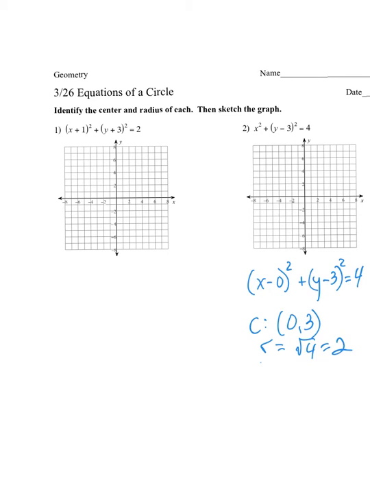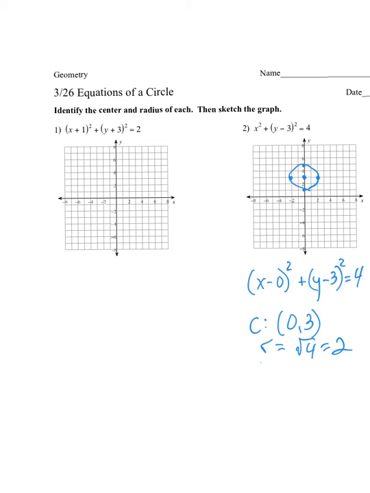So we go to 0, 3, which is right here. We draw that point, and we go 2 to the right, 2 to the left, 2 up, and 2 down, and we draw our circle, and we're done. Let's go to the next one.